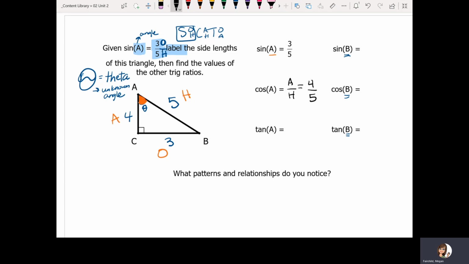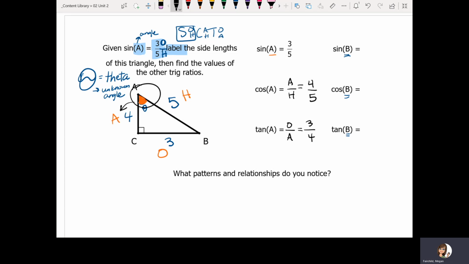Jeremy, tangent of A. O over A is tangent. Okay, so Jeremy, what's the opposite side to angle A? The number, what's the length? 3, yep. And the adjacent side, Jeremy, is what? This is angle A. This is adjacent, right? We labeled it? 4, okay.